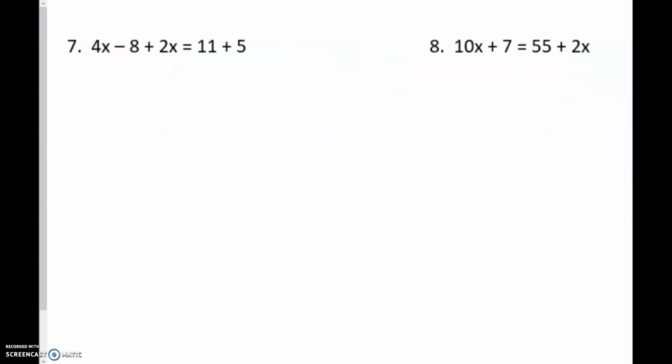All right, number 7, our whole goal is still to get x by itself. Here it looks like we have some like terms to combine. So I am going to combine this 4x and 2x, and they're on the same side. I do the math. 4x plus 2x is 6x. And now these are just constants. 11 plus 5 is 16.